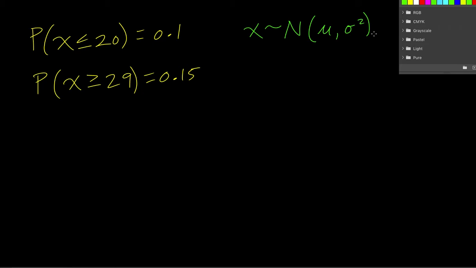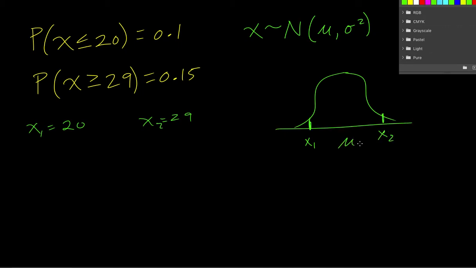Okay. So we need to find z1 and z2. So if we just call x1 20 and x2 29, the two x values we're interested in. So if we look at this is x1. If we look at this is x2. And we have some mean that's in the middle. Okay. So we're going to set it up.